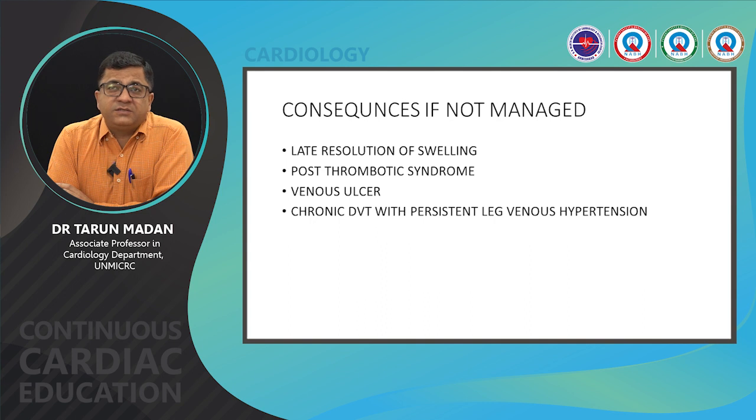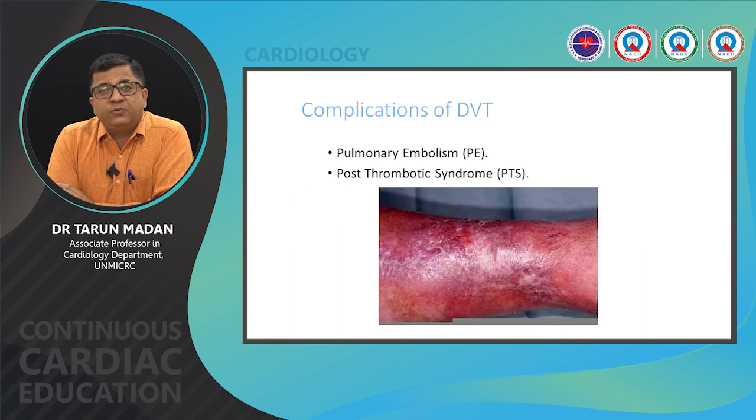What are the consequences if we do not manage the DVT in time? There is late resolution of swelling, there is post-thrombotic syndrome, there is venous ulcer, there is chronic DVT with persistent leg venous hypertension, that is called CVI, and then pulmonary embolism, which is very dreadful.